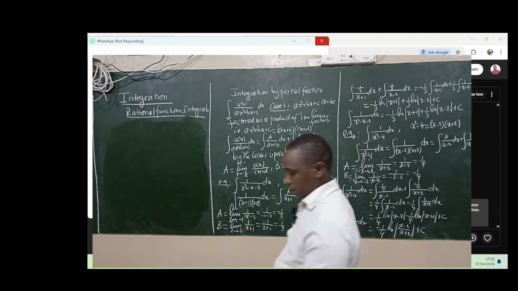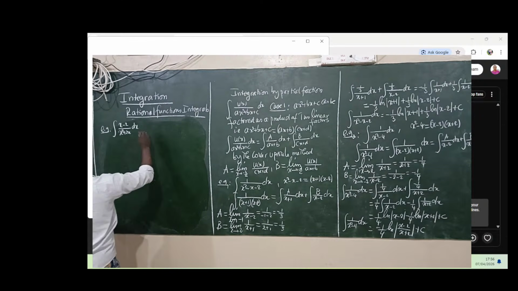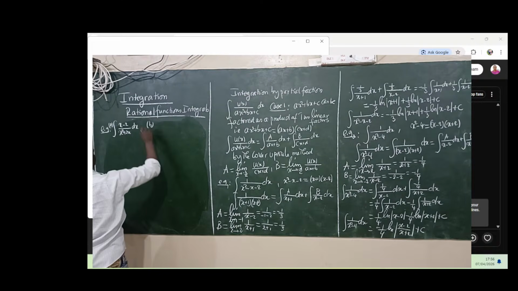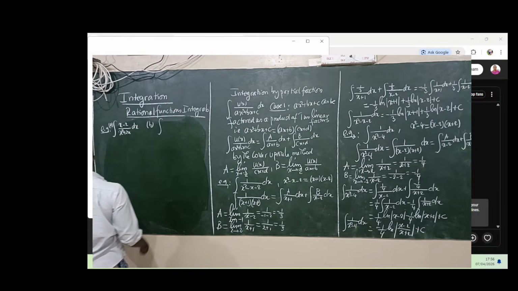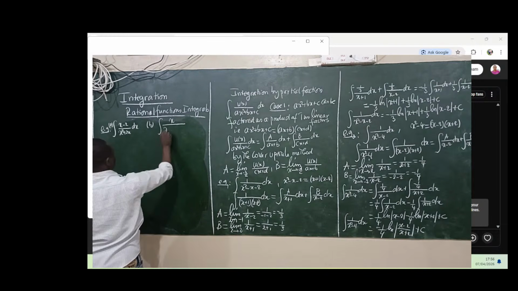The next example is about the integral of x minus 2 by x squared plus 2x dx. Here is the next example. Let's take it as exercise A. This is B. We have the integral of x over x squared plus 2x plus 2 dx.